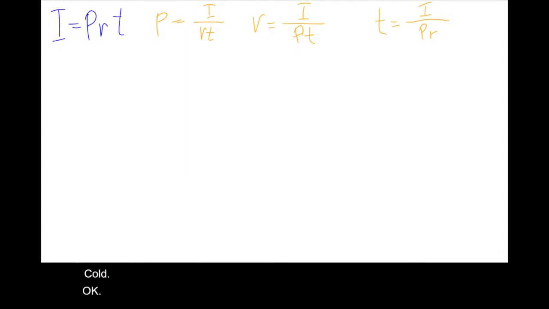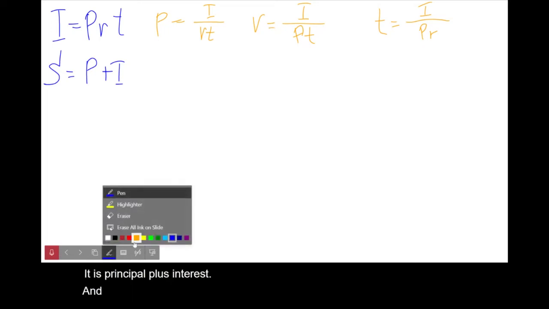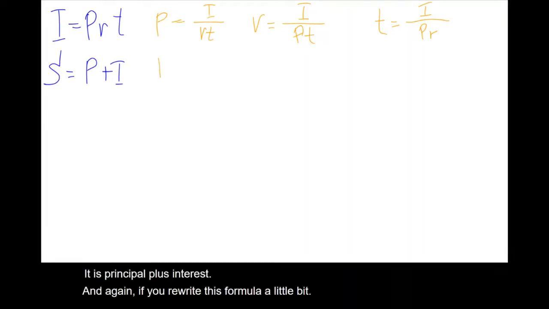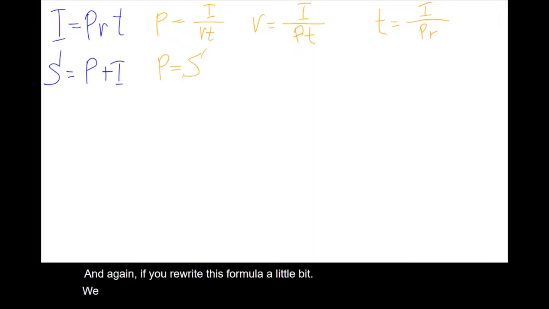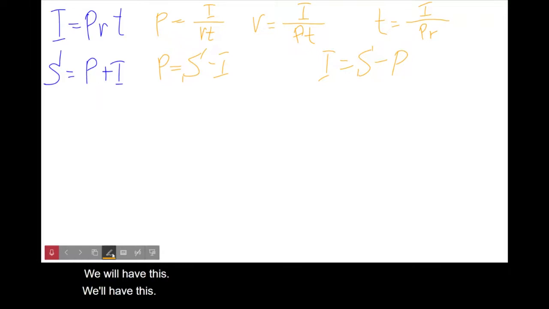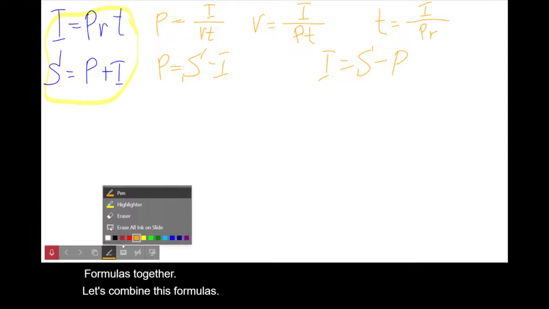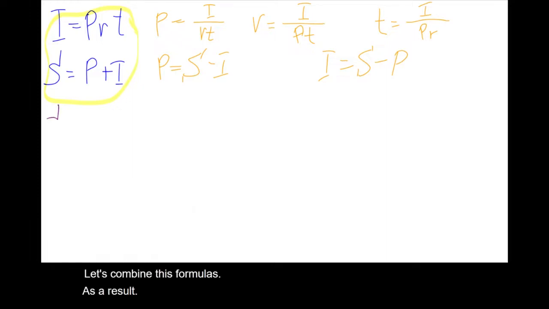So future value is principal plus interest. And again, if you rewrite this formula a little bit, we will have this. Now let's combine these formulas together. As a result, we will have the future value formula.